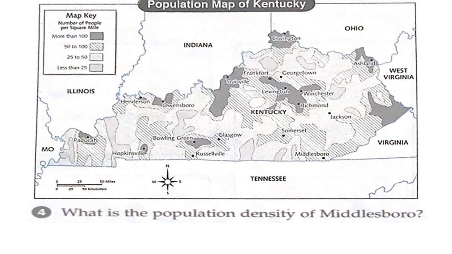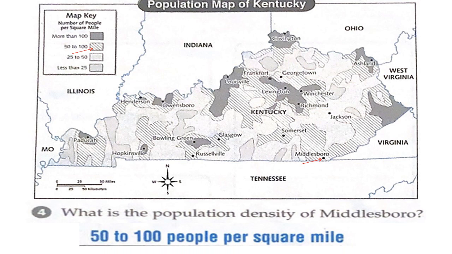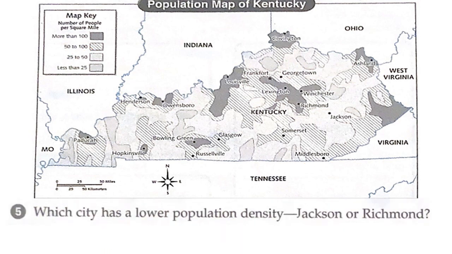Question 4, what is the population density of Middlesbrough? Again, I'm going to locate Middlesbrough on the map and I see it right there. Then I look at that little black dot for clarity, and I see that this is where Middlesbrough is, and it's got these lines on it, the pattern, and that can be compared with my map key, which tells me that's 50 to 100 people per square mile. So the answer is 50 to 100 people per square mile for Middlesbrough. Perfect. Easy, right?